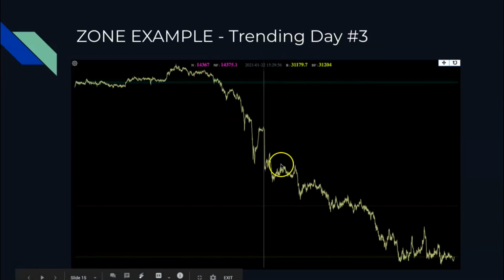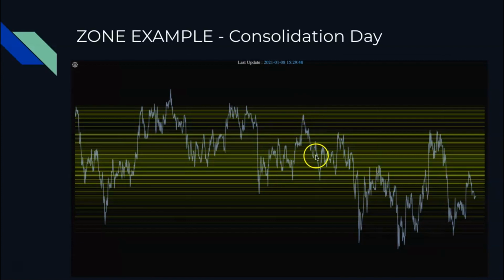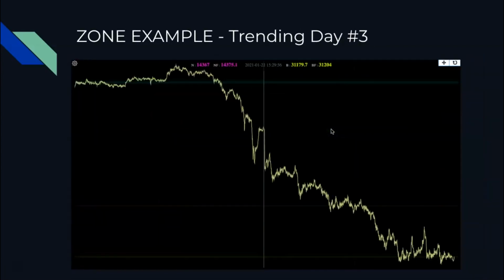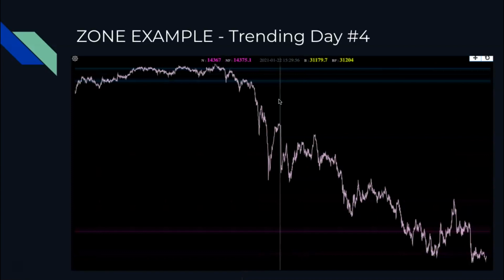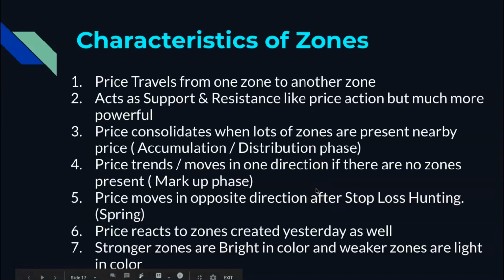If there are no zones at all, you can see usually the zones are like this on some days, but some days there are no zones at all. That means the price will be trending. This is where option buyers can go with directional strategies. Again, if you're looking at the Nifty, the price is trending without any zones.